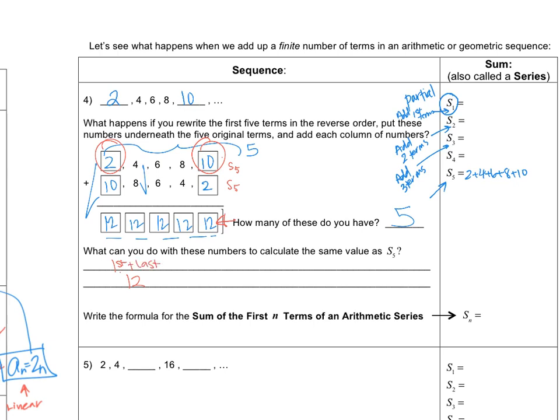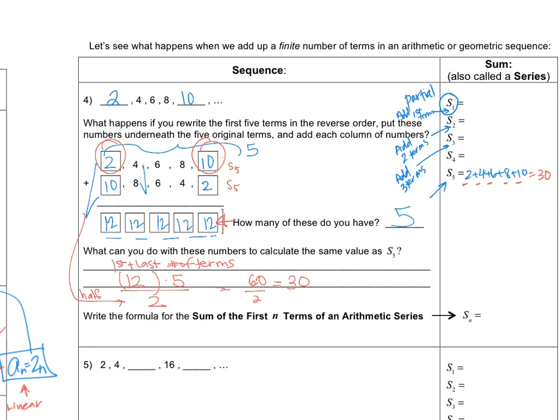And there are 5 of them. But I need to divide that by 2. So this can't be 60. It's going to be 60 over 2, which is 30. So it has to be half. And if we actually just add 2 plus 4 is 6, plus 6 is 12, plus 8 is 20, plus 10 is 30. It worked.